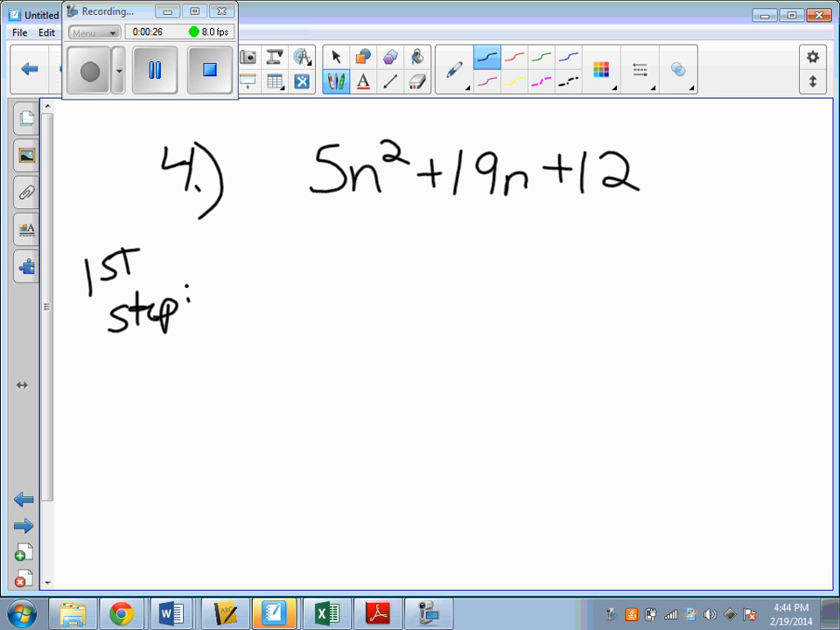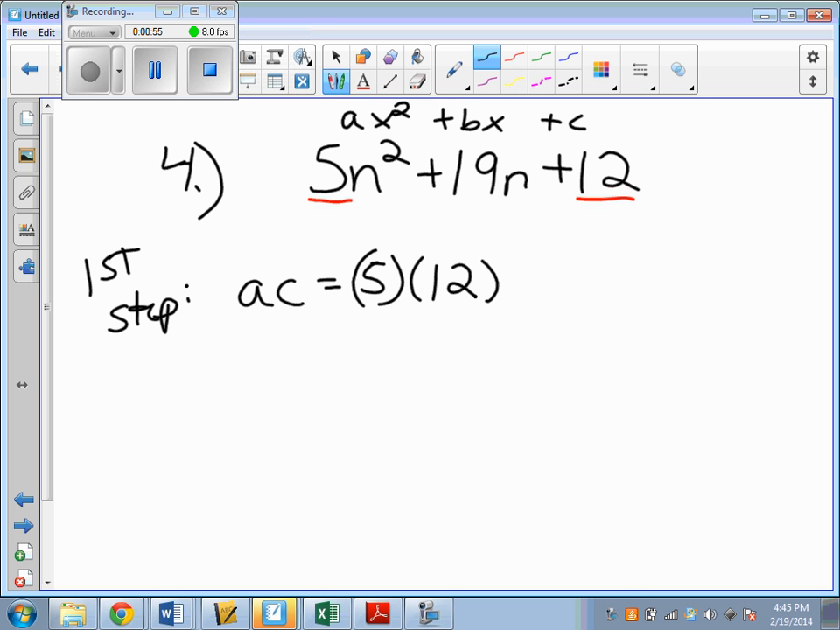is we want to find out what a times c is, and remember that these quadratic equations are written out in standard form: ax squared plus bx plus c. So when I say a times c, I'm looking at a, which is the coefficient in front of my n squared, and c, which is my constant. So ac is equal to 5 times 12, which is equal to 60.